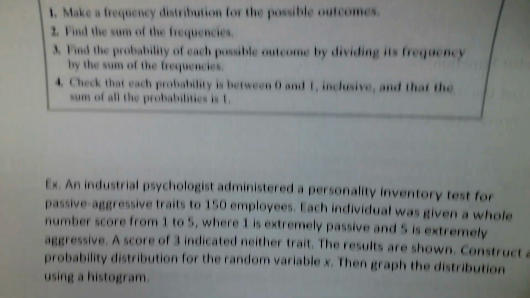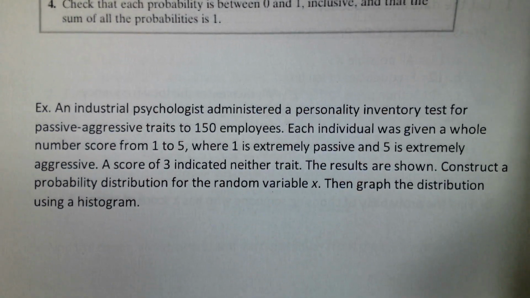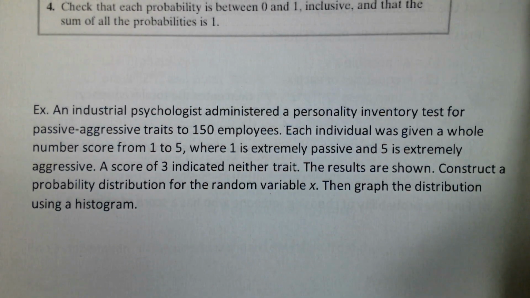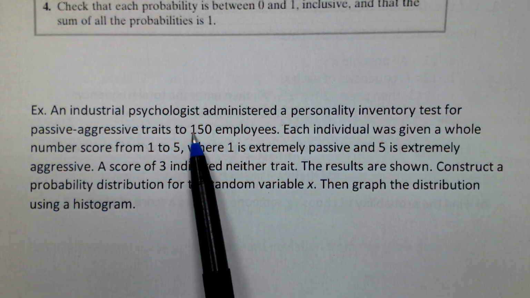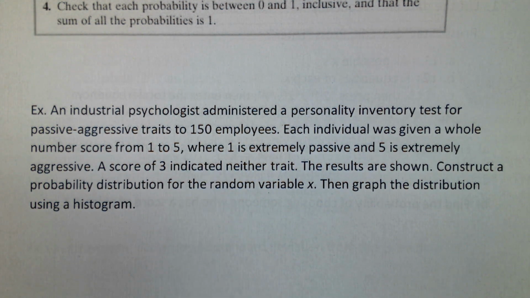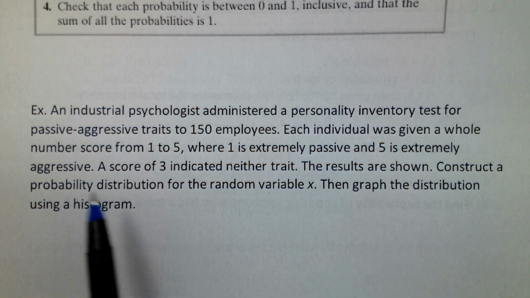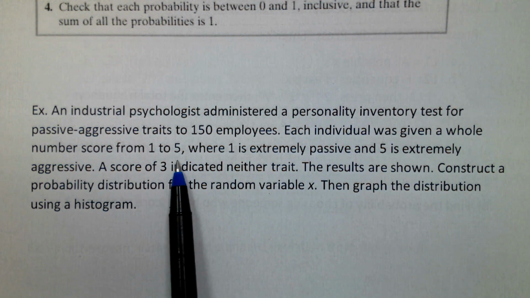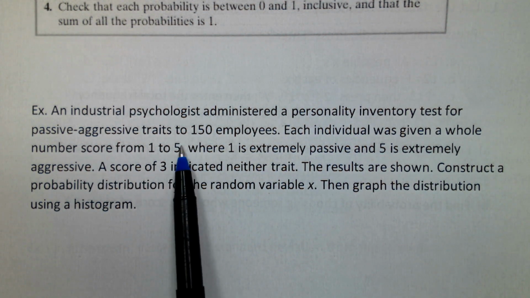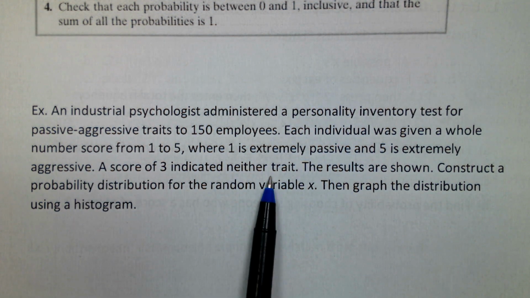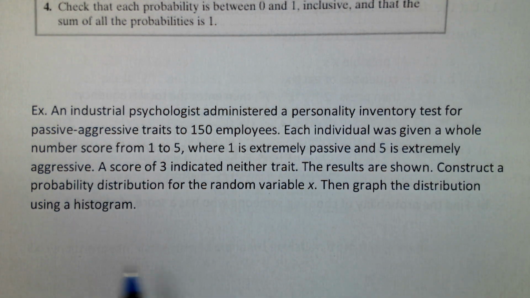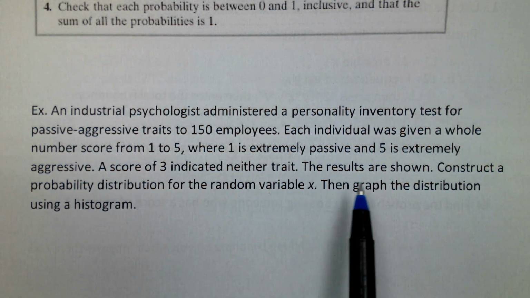Alright, let's go to an example. An industrial psychologist administered a personality inventory test for passive-aggressive traits to 150 employees. So that's our total frequency or sample size. Remember, sample size is going to have different names throughout this class. Each individual was given a whole number from 1 to 5, so those are our possibilities. Where 1 is extremely passive, 5 is extremely aggressive, and 3 indicates neither trait. The results are shown on this page. Construct a probability distribution for the random variable x.